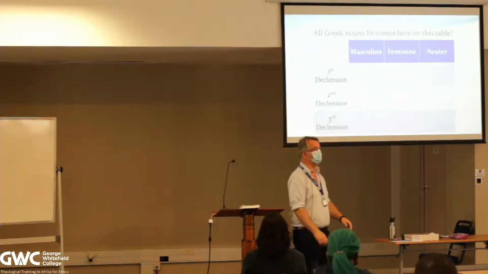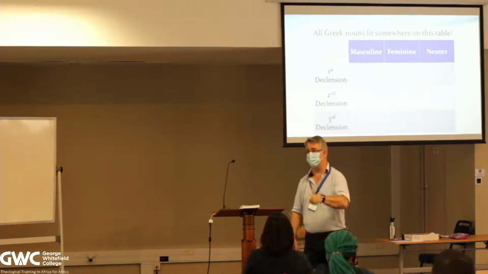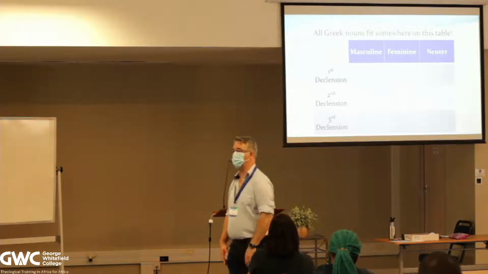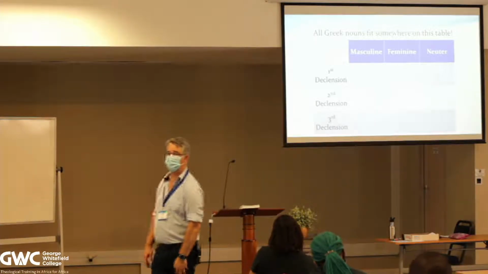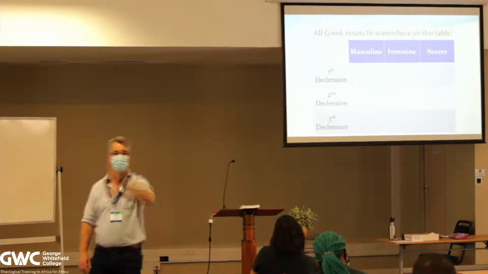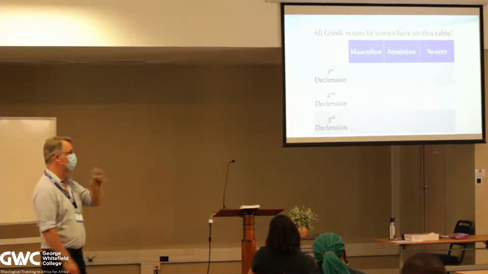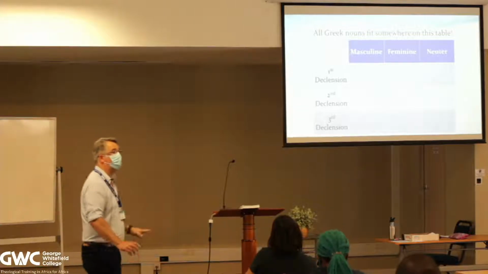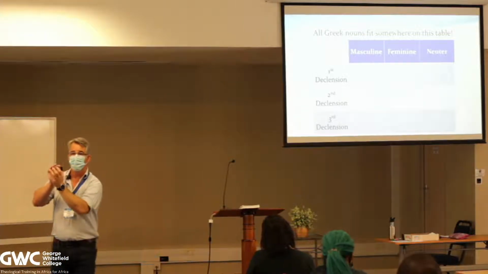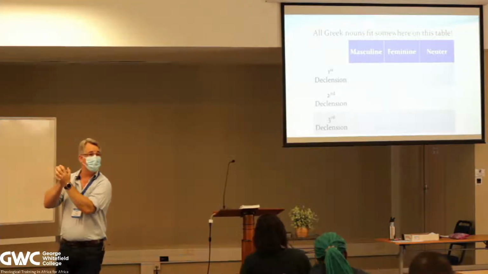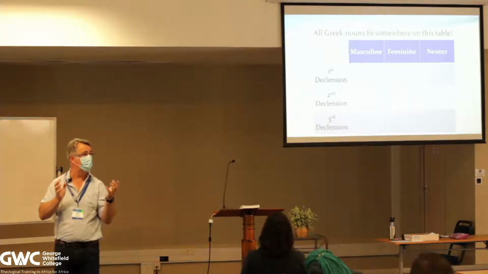But yesterday we saw this table. Remember this table? Every Greek noun fits somewhere on this table, yeah? And remember, they're just categories. Masculine, feminine, neuter, first declension, second declension, third declension. It's just a way of gathering together all the nouns that behave the same way. That's all we're doing here, yeah?